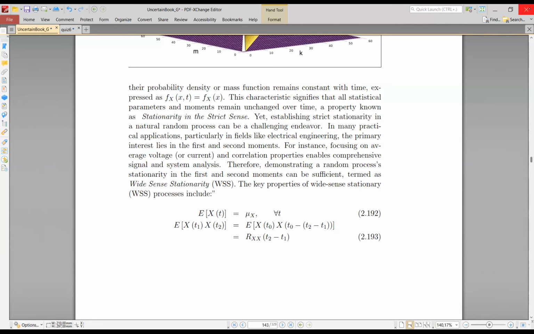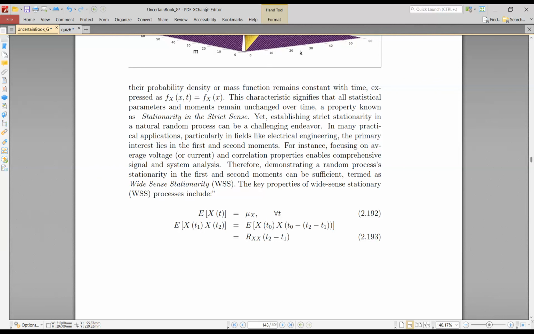Actually, stationarity in the wide sense is enough for us in electrical engineering, or in wireless communication, or in communication in general. Because usually in our signals we deal with the signal strength, for example voltage or current, and we deal with the signal power. Those two things are the first and the second moment. So in telecommunication, for our application, stationarity in the wide sense is enough to make our calculations much easier.